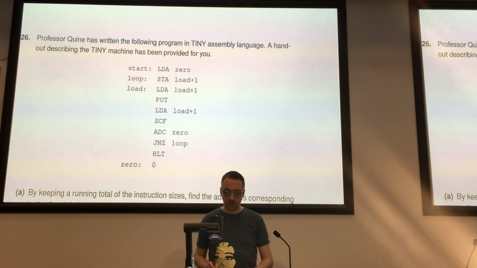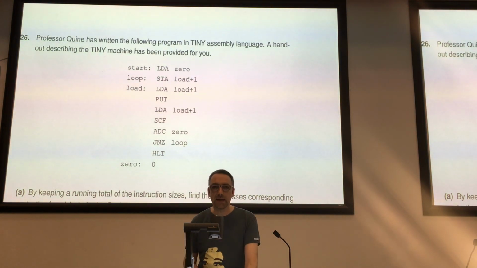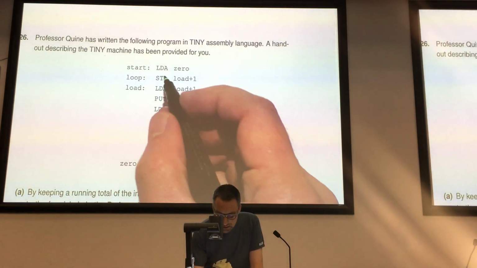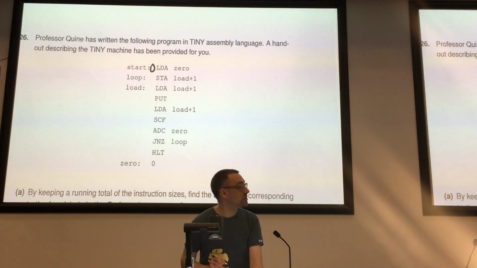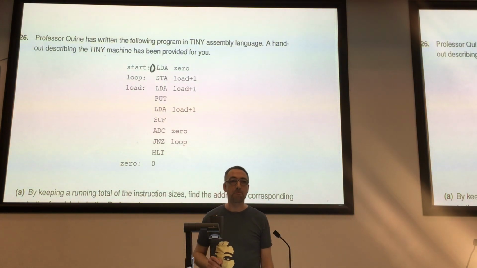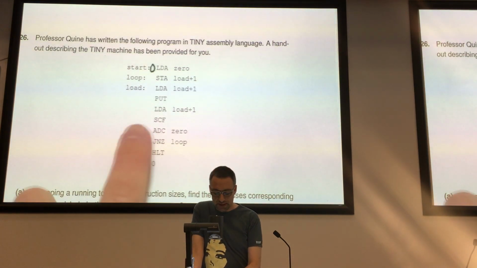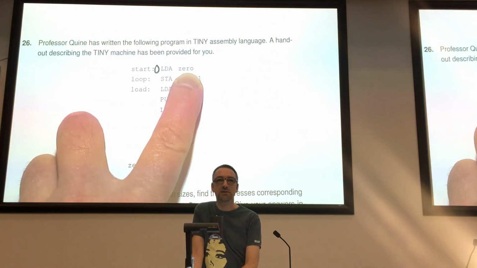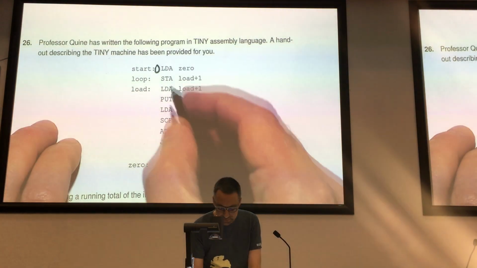So how do you do the first phase, figuring out what the labels mean? You do it by making a running total of the instruction sizes. So let's do that. You start at 0. So that tells you that the start label means 0. Okay? Now, LDA has an operand. We can see its operand is this thing, this word 0. So that's to say, it's going to take up 2 memory locations. So we add 2 to our running total.